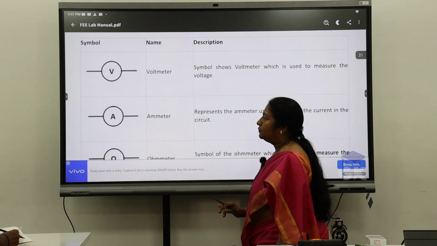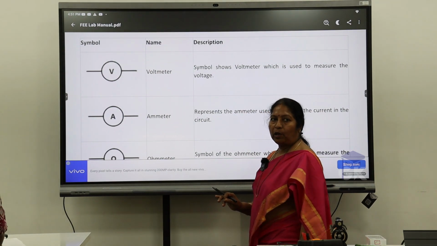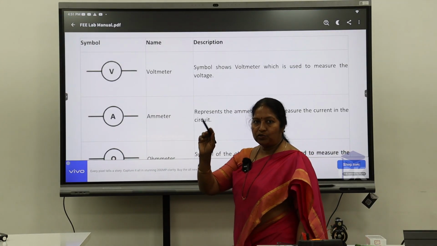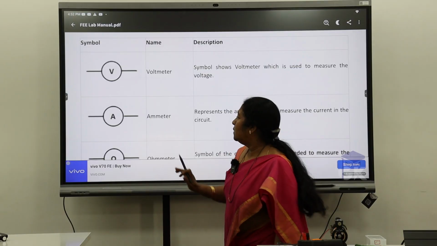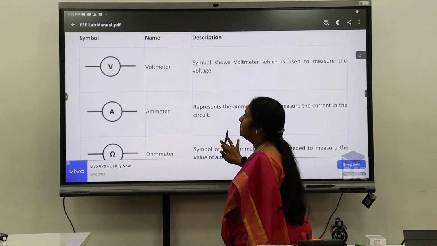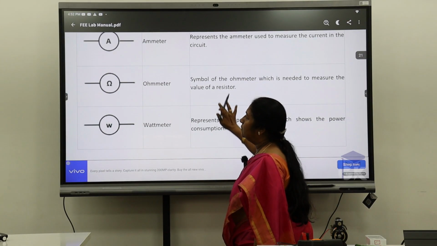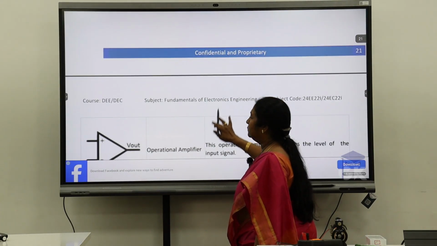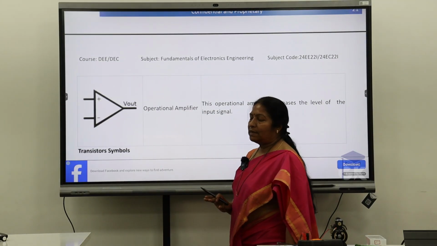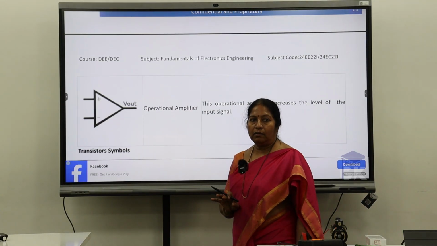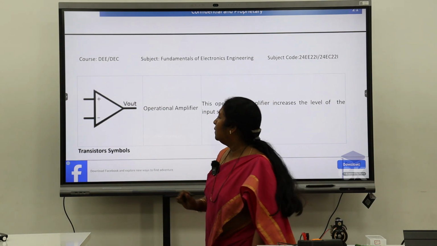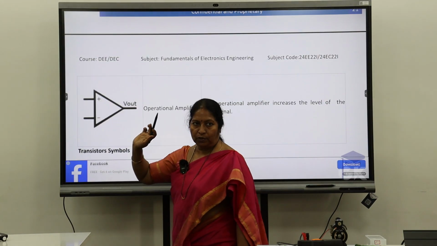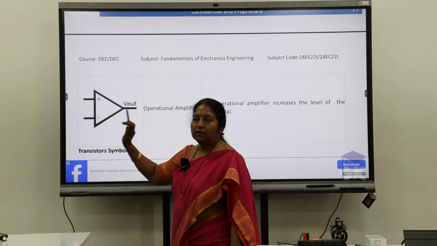See, voltmeter, if it is with the polarity, DC. If it is with a sinusoidal symbol, AC. So these two, what does it represent? Voltmeter, ammeter, ohm meter, watt meter. So this is a symbol for an operational amplifier. So we know that it consists of an inverting terminal, non-inverting terminal and also output. This is the symbol used for an op amp.